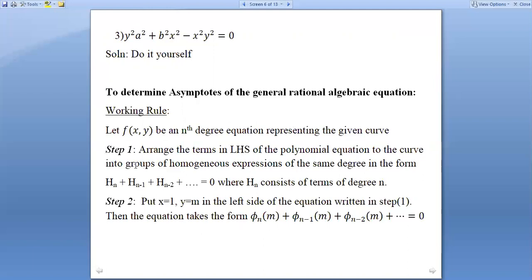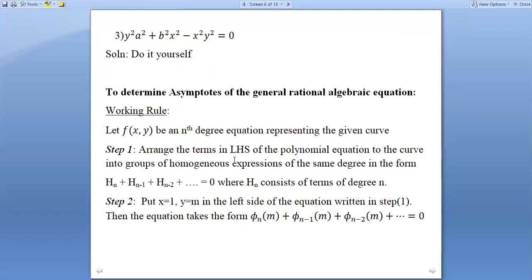The first step is to arrange the terms in the LHS of the polynomial equation of the curve into groups of homogeneous expressions of the same degree in this form. That means, say you have an nth degree equation. Say I take a third degree equation. If you have a third degree equation, you will have terms containing x cube, y cube, x square y, all these things. So whenever you have an x square y, you need to add the powers of both x as well as y. So you get the degree as 3.